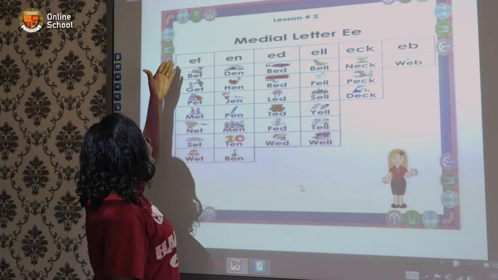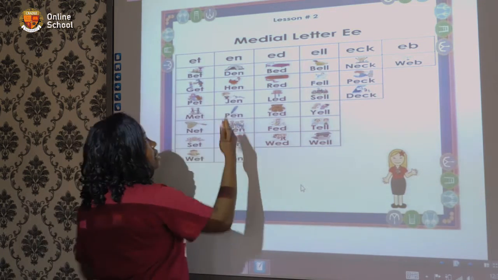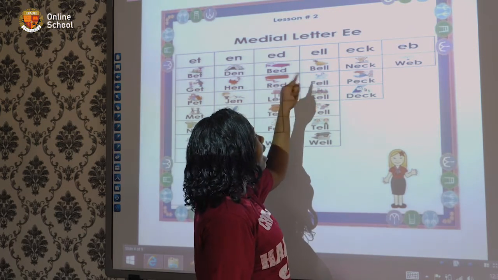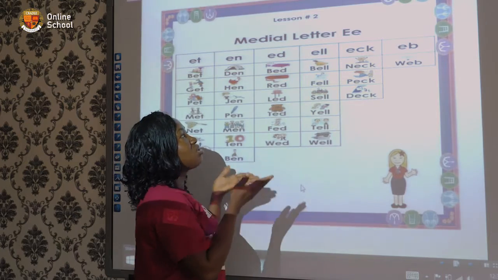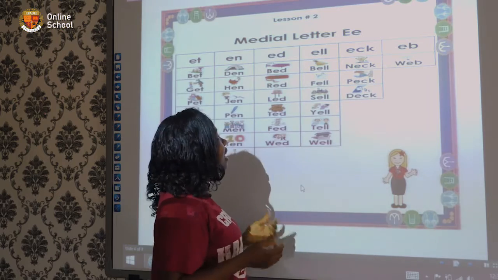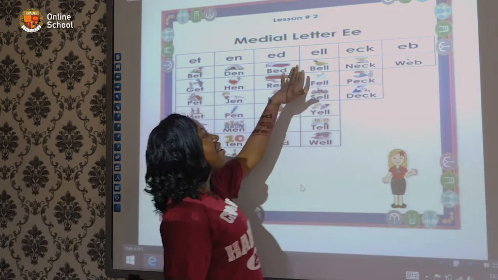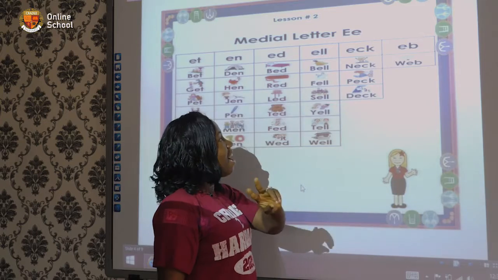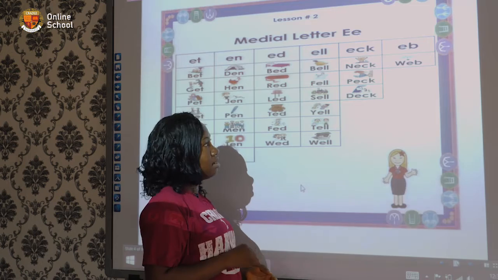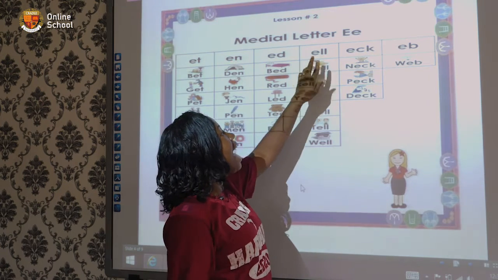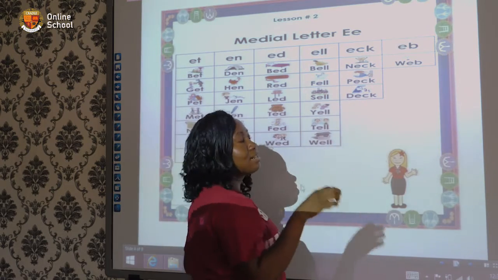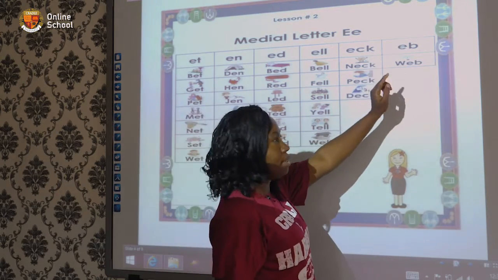We're going to look at medial letter word E. And remember, et, en, ed, and el. Remember, we have two l together. There's nothing like el, l. When we have two letter l together, it makes just one sound, which is what? L. So we have el. Okay, we have ek, and we have eb.